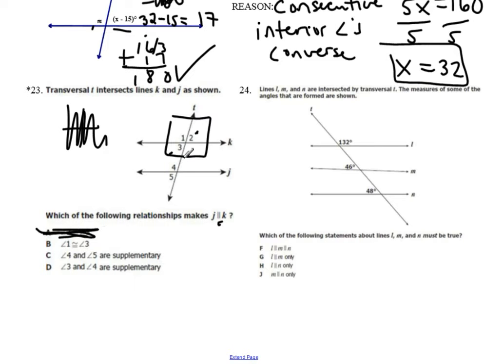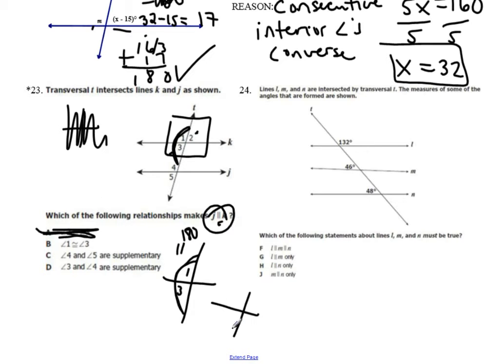1 is congruent to 3. Okay, well, first of all, 1 and 3 are not supposed to be congruent. 1 and 3 are a linear pair, and a linear pair is supposed to equal 180. So if this had said 1 plus 3 equals 180, that would be a true statement. But a linear pair has nothing to do with parallel lines.